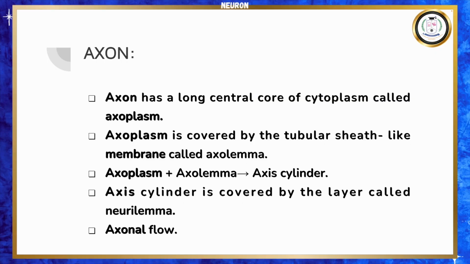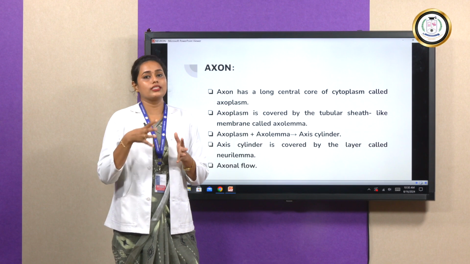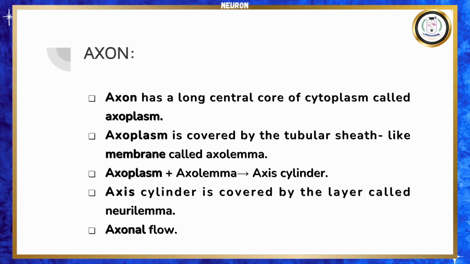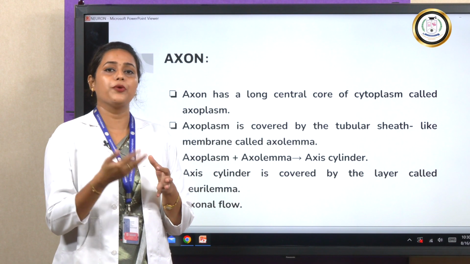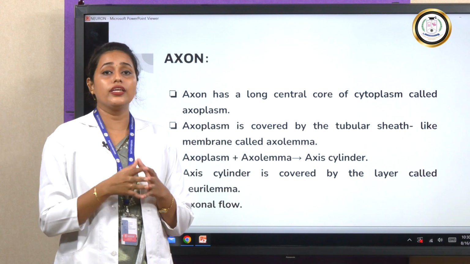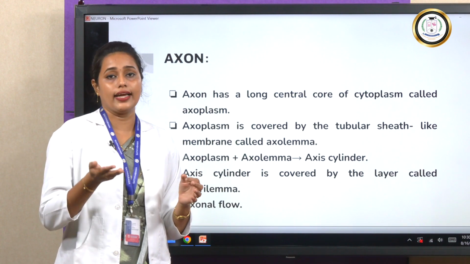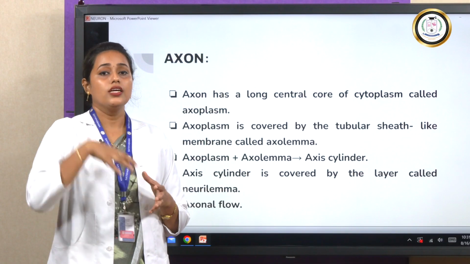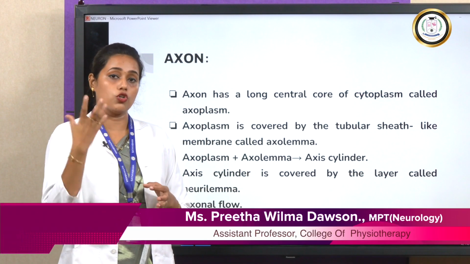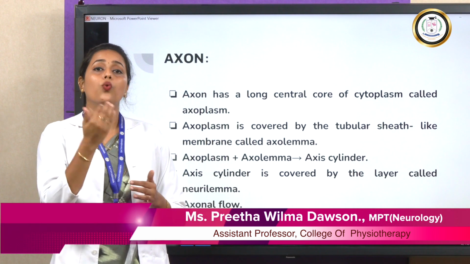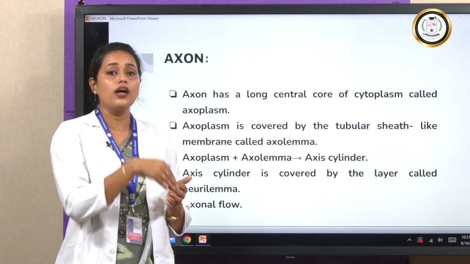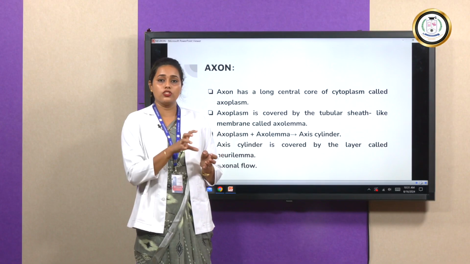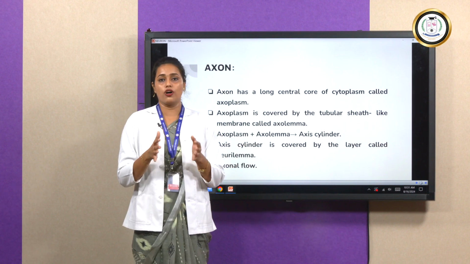Then we'll start with axonal flow. As I discussed in the previous slide, the axon is completely devoid of Nissl granules. There is a specific requirement of protein synthesis in the axon for proper nerve functioning, but since the axon is completely devoid of Nissl granules, there is no protein synthesis. So the protein synthesized in the soma, that is the cell body, is transmitted from the soma to the axon, and this means of transmission is called axonal flow.